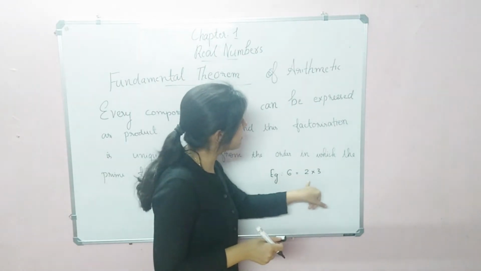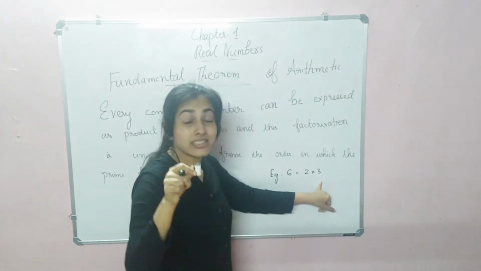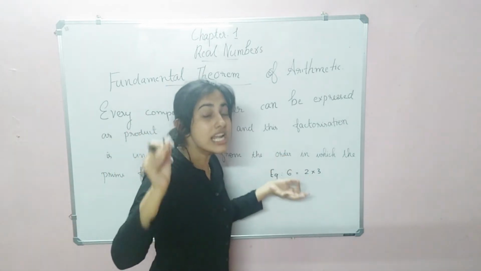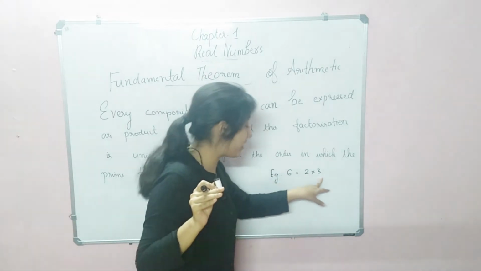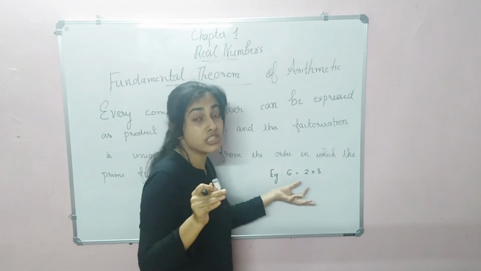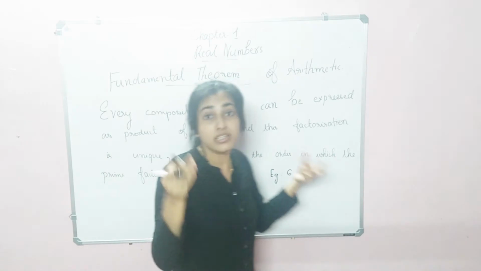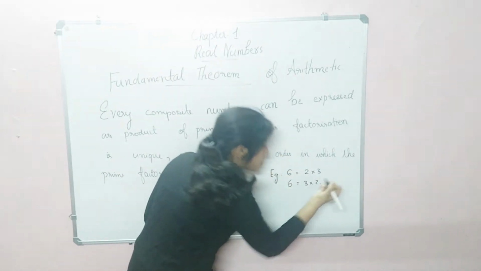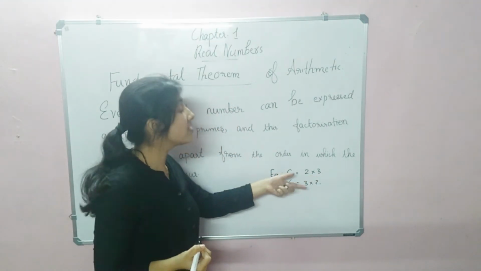6 can be written as a product of its primes in a unique way, which means that 6 cannot be written as a product of any other primes. The only primes involved in the prime factorization of 6 are 2 and 3. This representation is unique apart from the order in which these primes occur. So we are neglecting the order in which we write the primes. So you can write 6 as 3 into 2. The order in which you write the primes doesn't matter here.